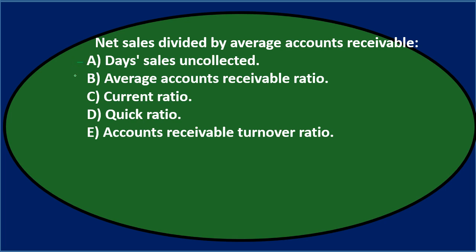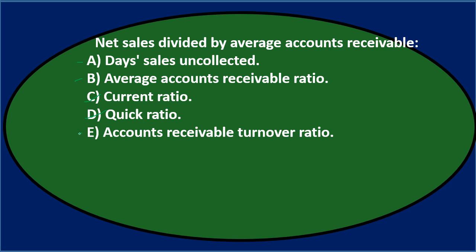B says the average accounts receivable ratio. So average accounts receivable is sales divided by accounts receivable. And we might think that could be it. I'll keep it for now. C says the current ratio, and that's typically current assets divided by current liabilities, not specific to accounts receivable. So we could probably cross that one out. D is another one that's going to be more general in terms of assets over liabilities. So it's not specific to a receivable, so we can cross that one out typically, and we're left with E, accounts receivable turnover ratio. Again, that one sounds familiar and it's specific to the receivable, so we could probably keep that one and then drill down further.